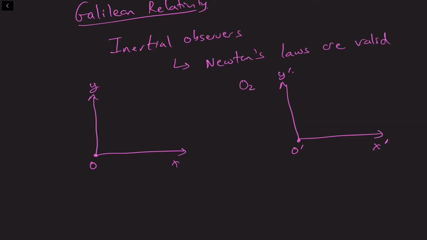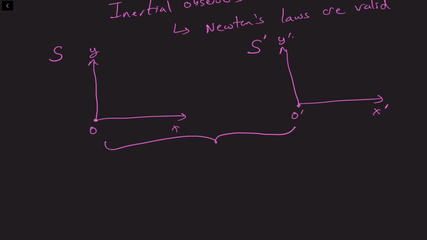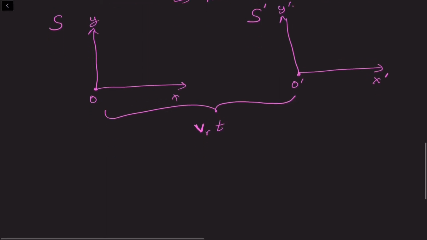Observers, for consistency with what we're going to do later, we'll call this first observer, observer S, and this observer S prime. And what we saw is, if the distance between these two origins is changing with time, these observers are moving with respect to each other at a constant velocity. So this distance is, let's say, some v relative times time. Time is measured either by the first observer or the second observer.